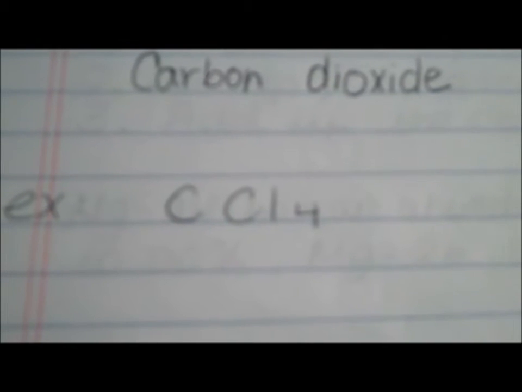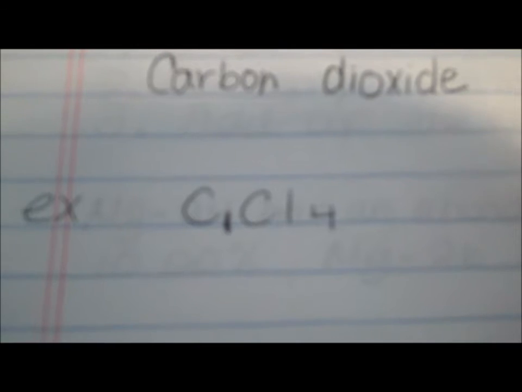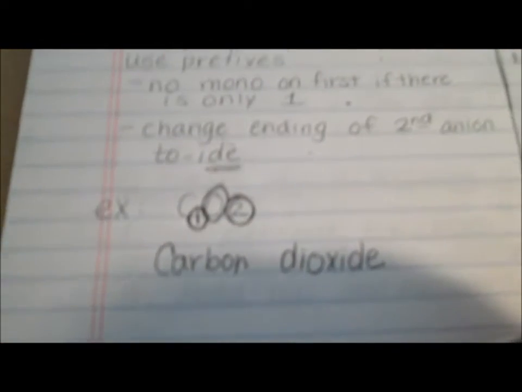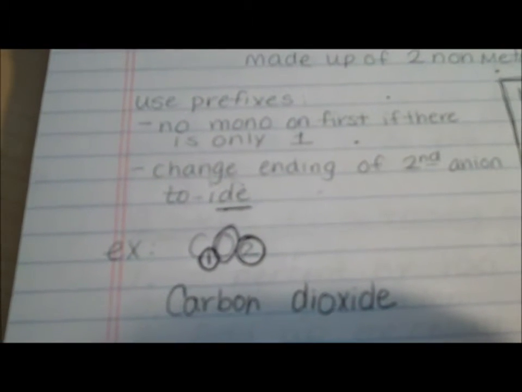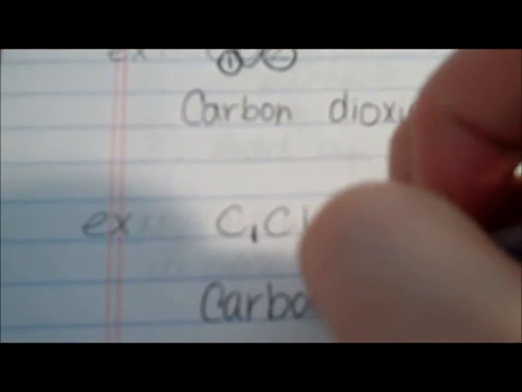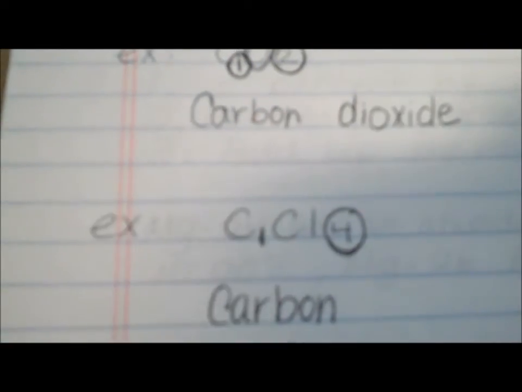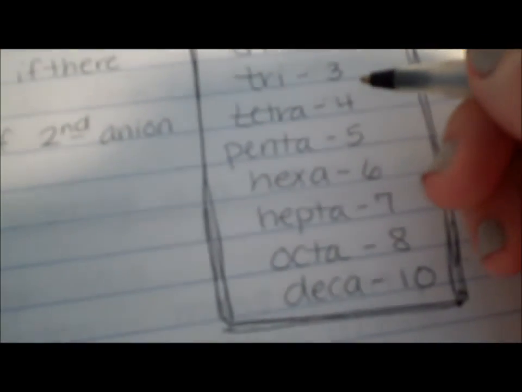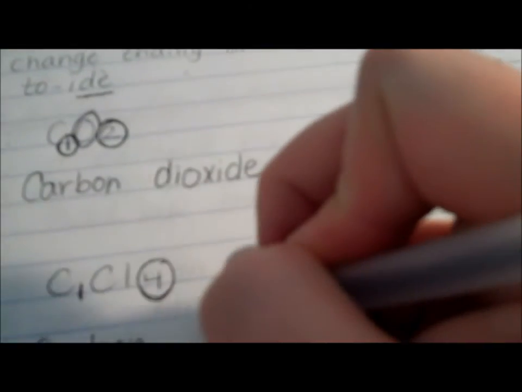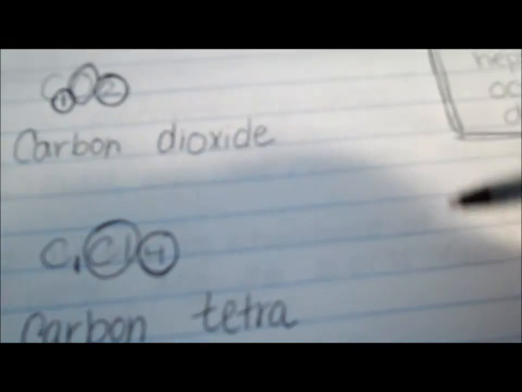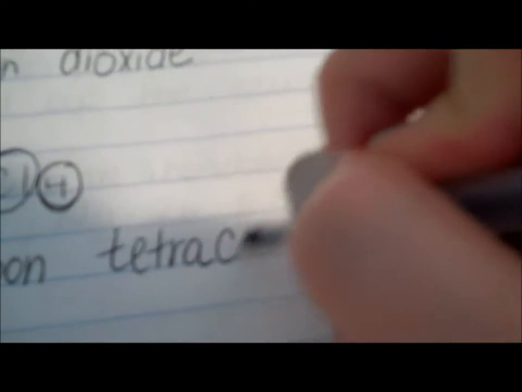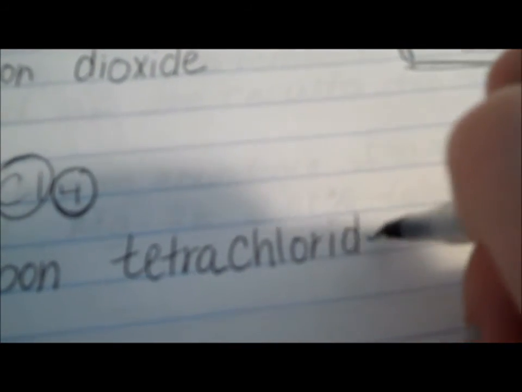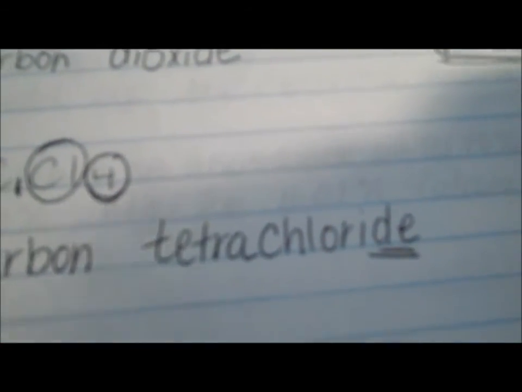Now let's try CCl4. We have C as a 1. Is it going to be monocarbon? No, our first rule says that no mono on the first if there's only one. So we're still going to have carbon here. We look behind our second one, we have 4, so its prefix is going to be tetra. So we have carbon, tetra, and then our Cl, chlorine, becomes chloride because the second ending changes to IDE.